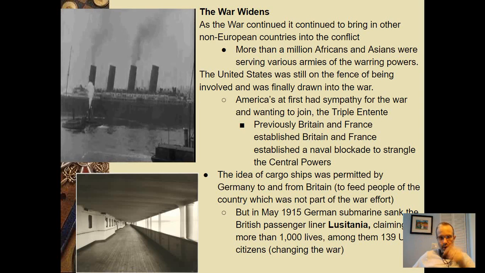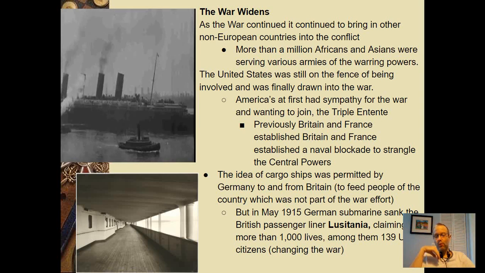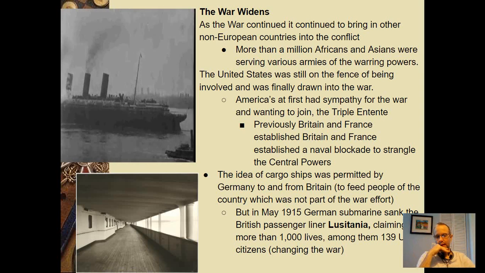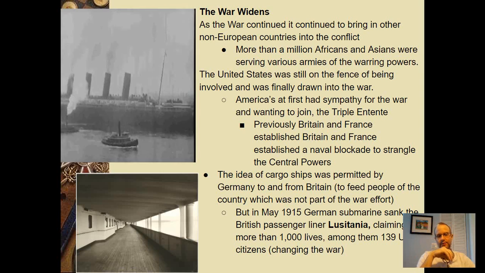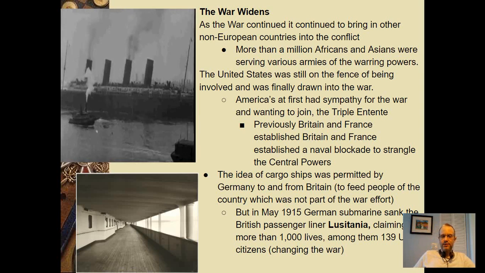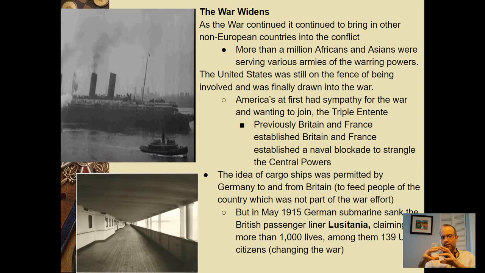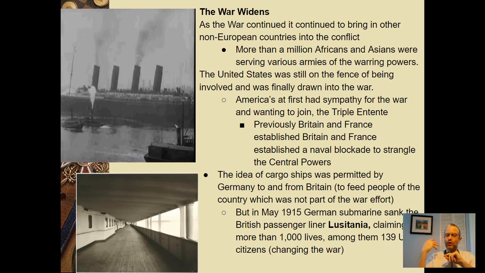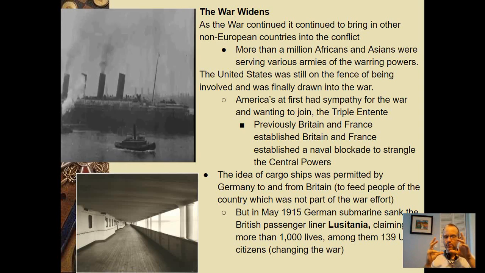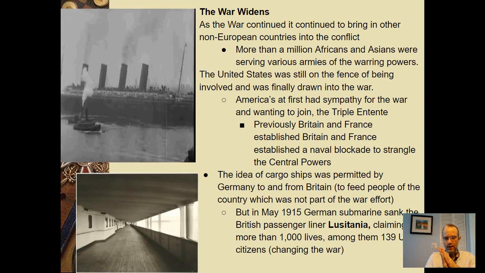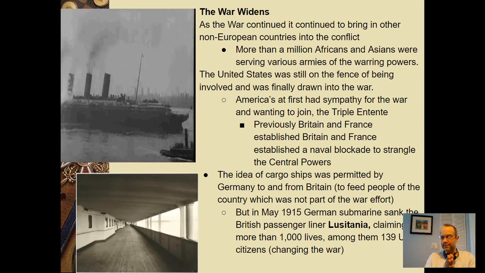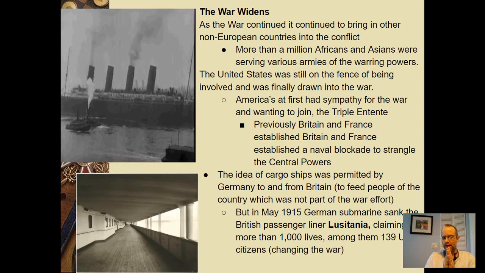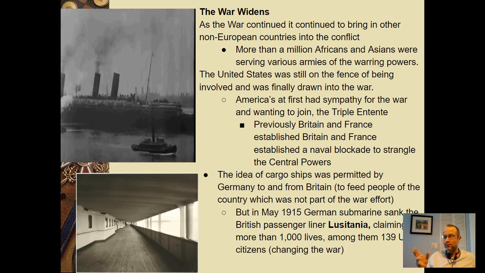Okay, so America at first had sympathy for the war. They wanted to join the war. We were all pumped up, but there was no real reason to join World War One until this first major thing pops off. Previously, Britain and France established a naval blockade to strangle the Central Powers. In retaliation, Germany basically did its own blockade of England with its U-boats, as I was talking about. And then in May 1915, German submarines sank a British passenger liner, a British transportation ship of people called the Lusitania.